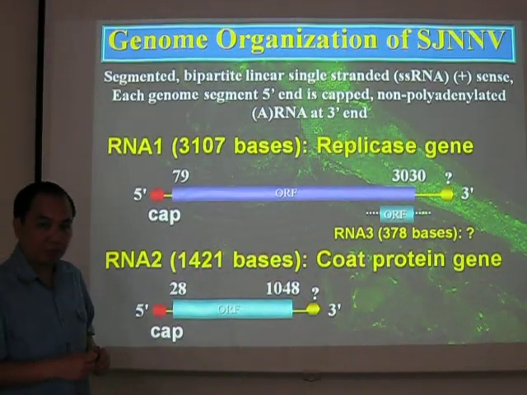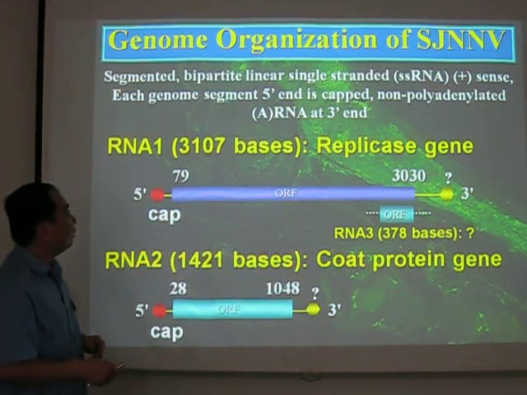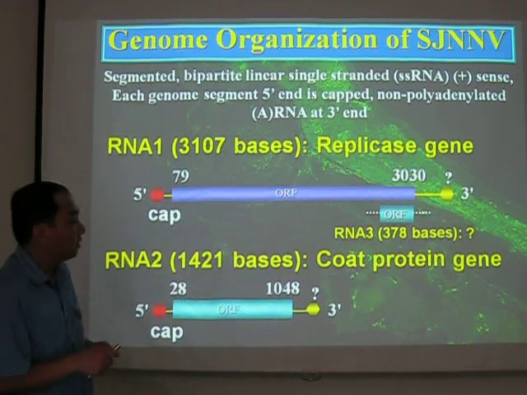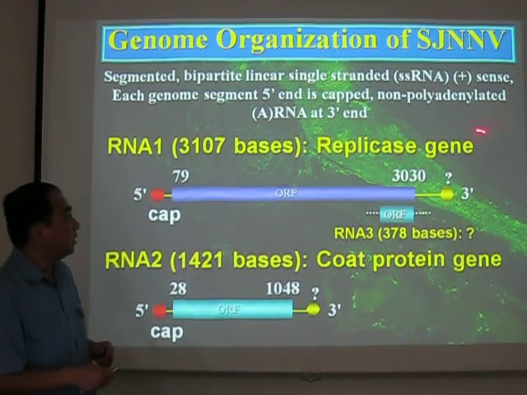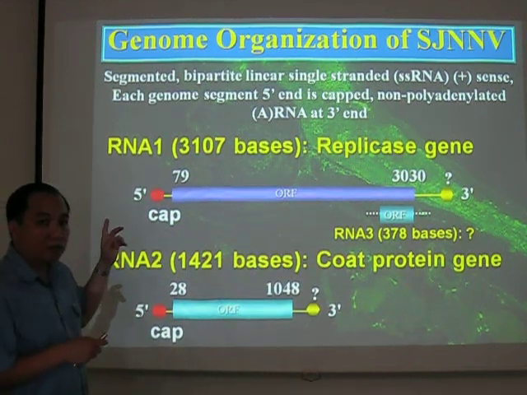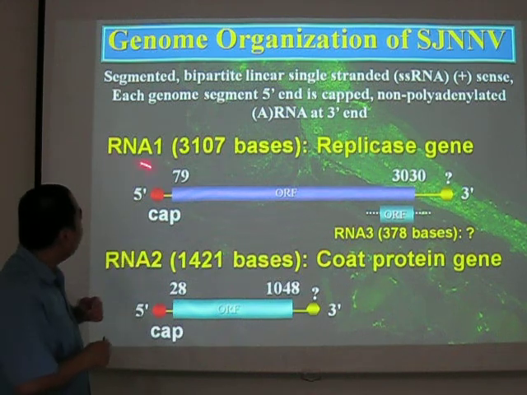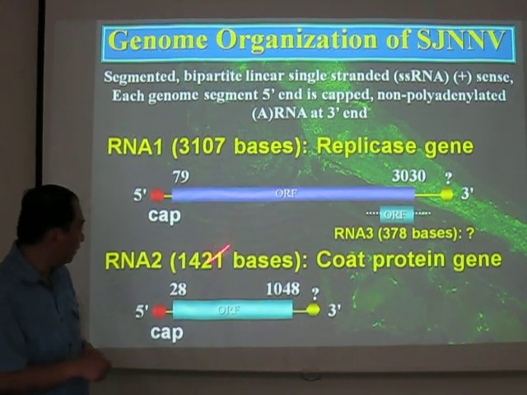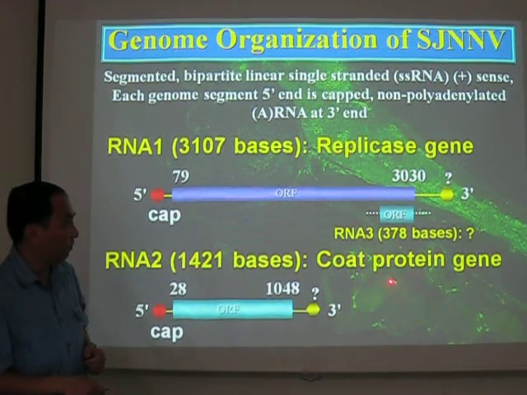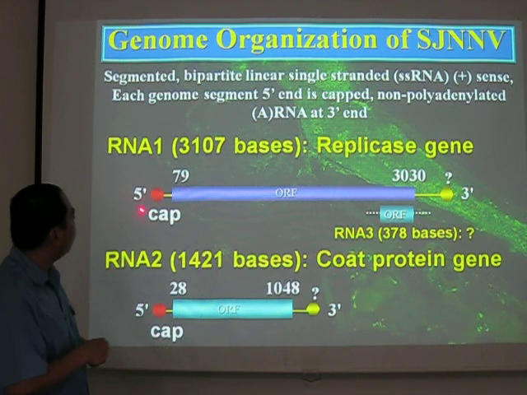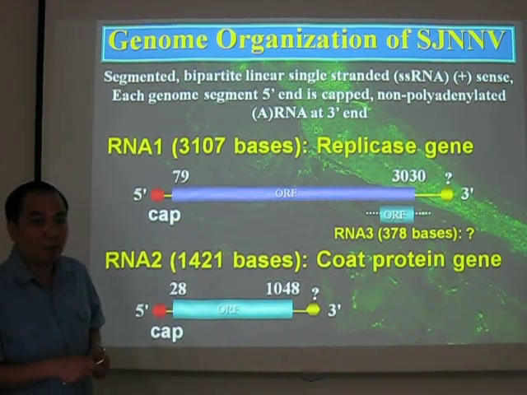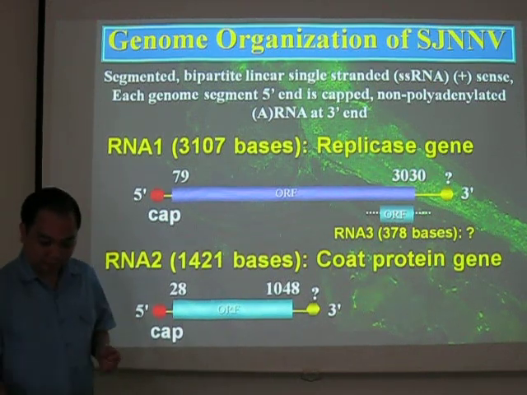What about the genome of nodavirus? The genome of nodavirus is segmented, bipartite, linear, single-stranded RNA, positive sense. It consists of two genes: RNA1, which is known as the replicase gene, and RNA2, which is known as the coat protein gene. Each gene has a 5' cap and a 3' end with non-polyadenylated RNA.